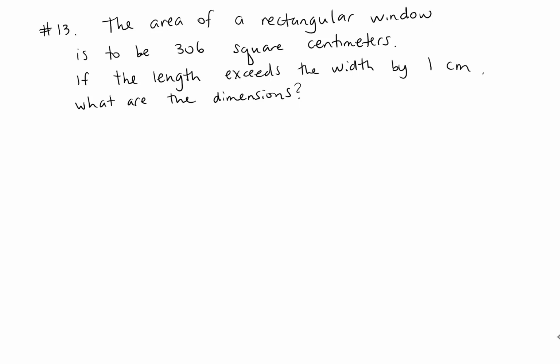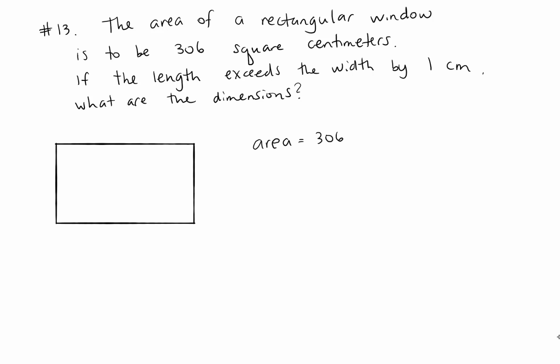Alright, for our last problem, number 13 says, the area of a rectangular window is to be 306 square centimeters. So we know from this question that we have to draw a rectangle. So I always suggest drawing whatever figure it tells you to draw. And the area, it says, is 306 square centimeters. Now that gives us a hint of what we're going to do, because we do have an area formula. That area formula is always length times width. So we want to make sure we have some values of length and width to plug in.